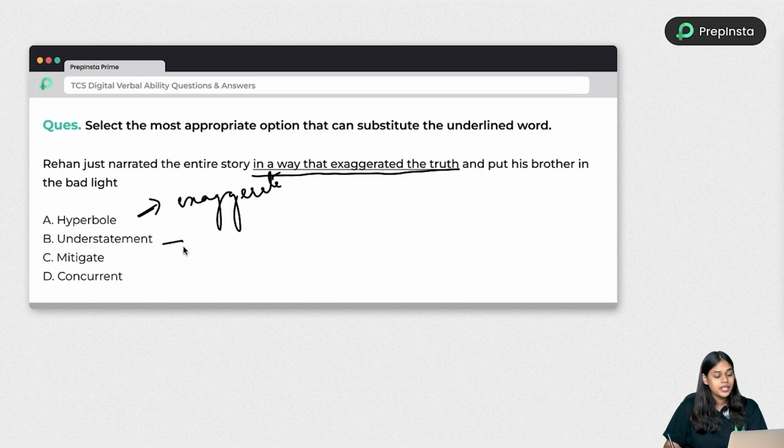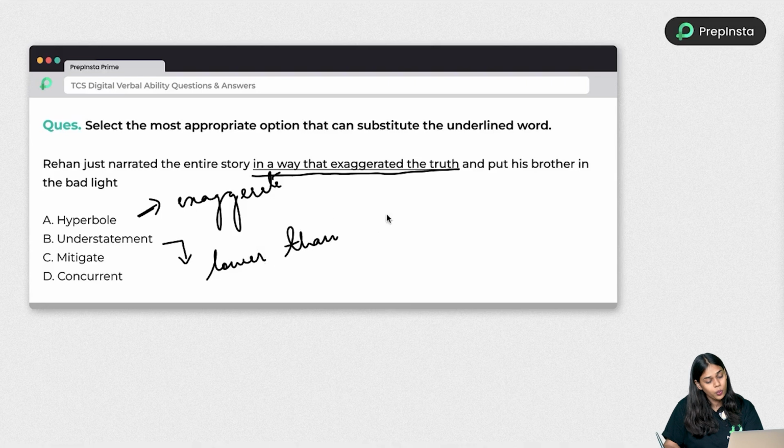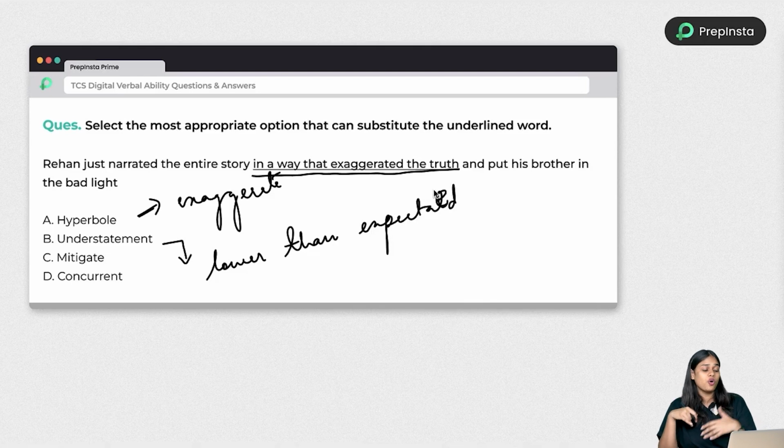Alright. So this is the term that means to exaggerate something. Alright. Understatement is a combination of two words. So the prefix of the word statement is under, which means lower level. Right. That means understatement means lower than expected, right? Lower than what is expected. So lower than what is the actual truth. So it's an antonym of hyperbole.